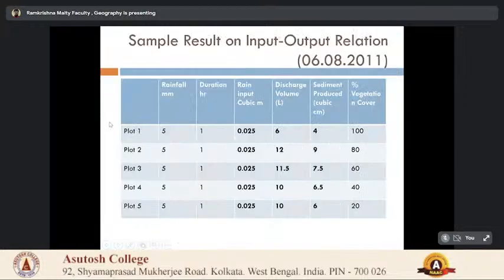Plot one has the vegetation cover of 100%. Plot two has the vegetation cover of 80%. Plot five has the vegetation cover of 20%.